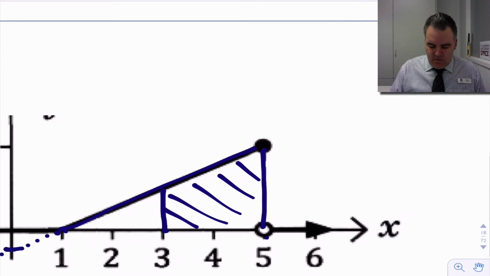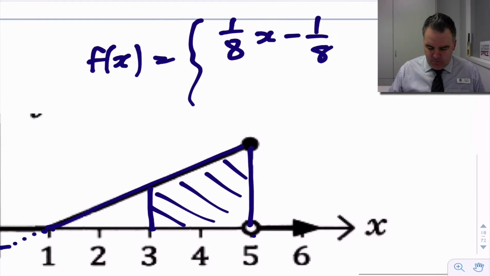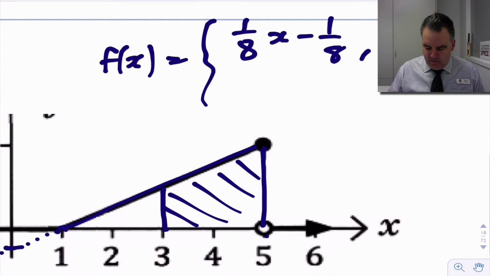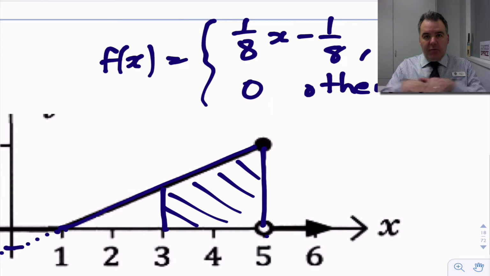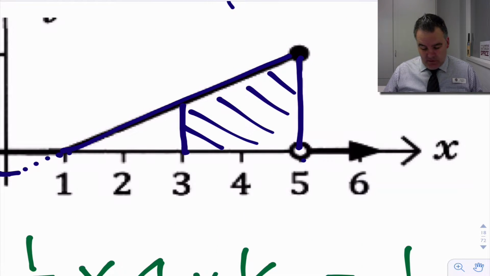So you could say that the equation here is, I'll write it out in full, 1/8 x minus 1/8, and that's defined between 1 and 5, and we say 0 otherwise. So it just covers us so that we're absolutely sure that everywhere else the function's equal to 0. So we could just do the integral of that function between 5 and 3, and we would also get the answer. And there's another way here as well I can see.